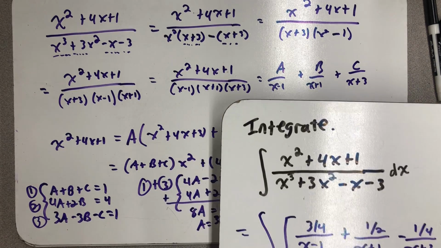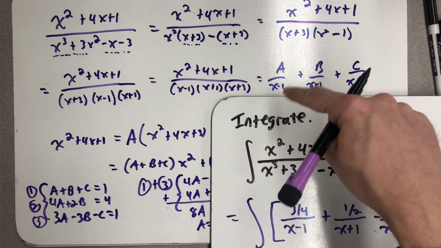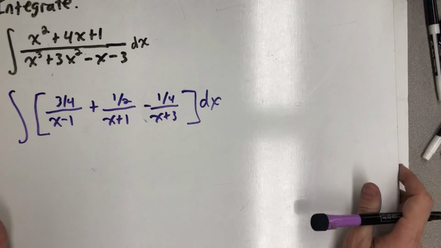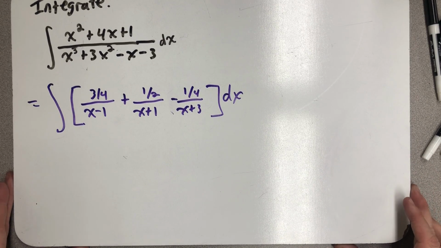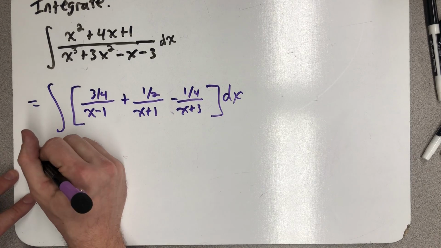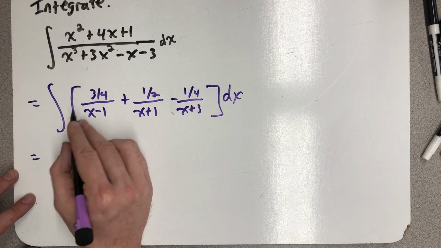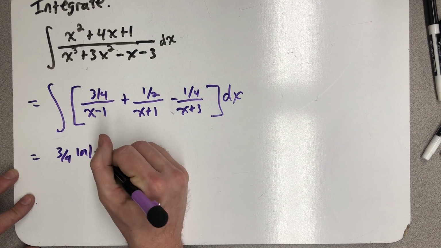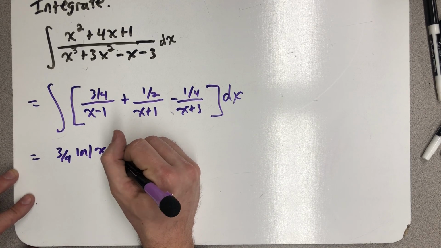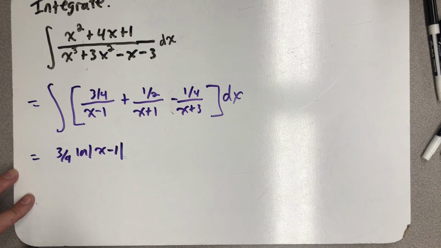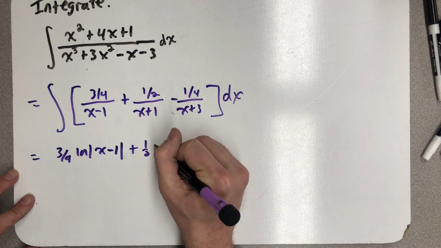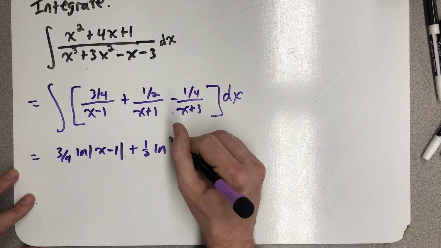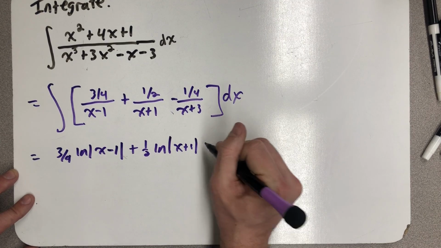So, having done the partial fractions and knowing the values of A, B, and C, my integral becomes this. And this is pretty easy to integrate. I can imagine that 3/4 sitting out front of a 1 over x minus 1. So my antiderivative would be 3/4 times the natural log of x minus 1 in absolute value. And each one of these nice happy bits has a similar antiderivative.